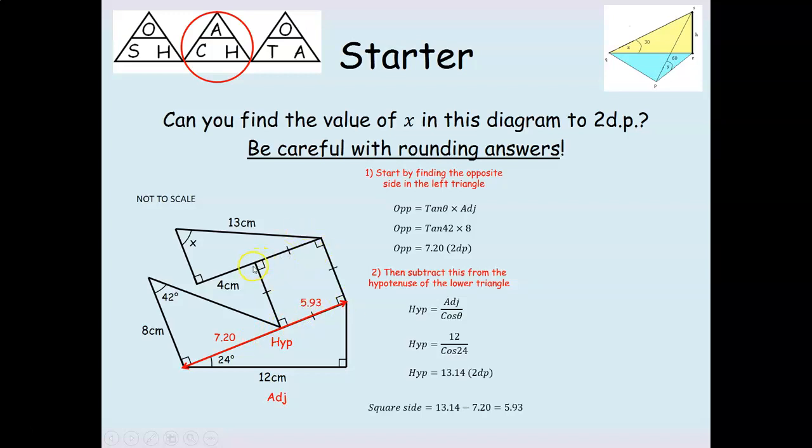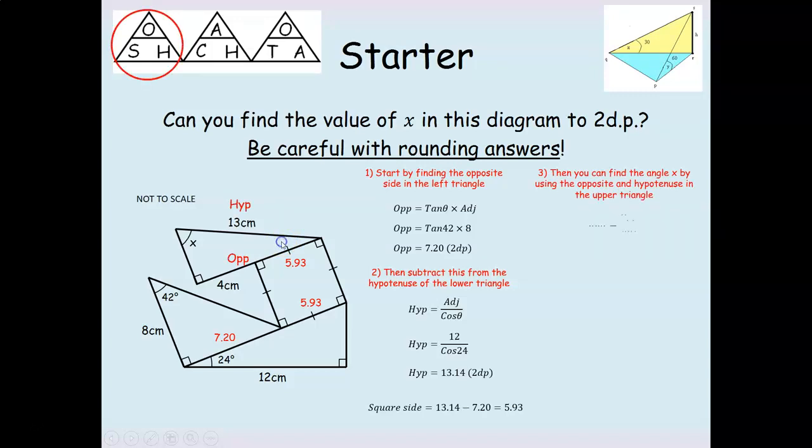It's a square, so I know that this is also 5.93. So I've got this opposite side and I've got this hypotenuse, so I'm going to use sine in the third triangle. And then inverse sine of 9.93 over 13 gives me 49.82 degrees to 2 decimal places.